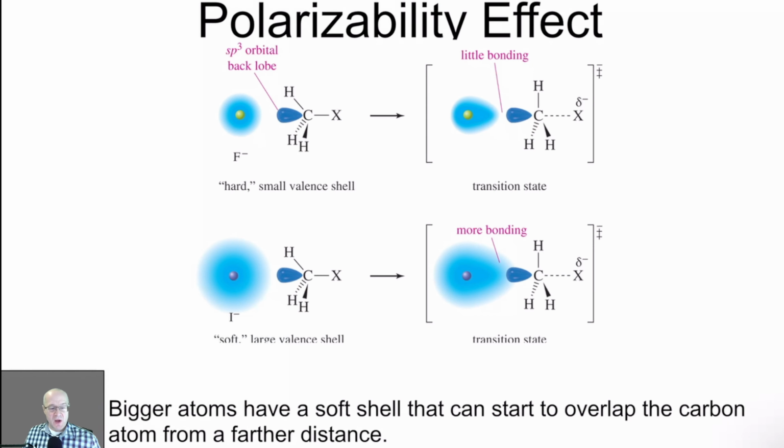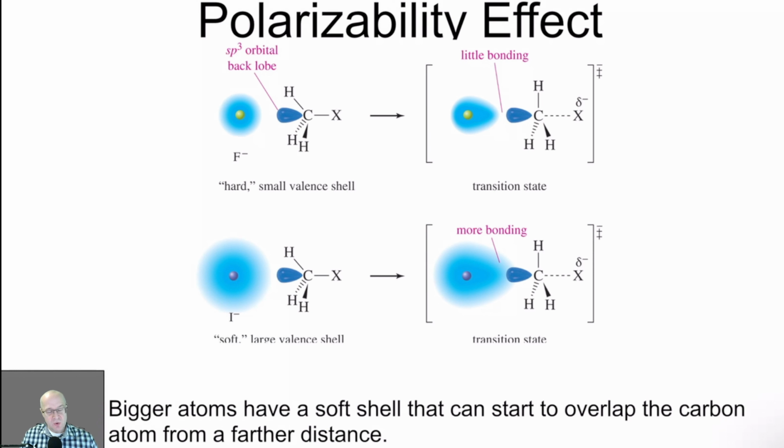Polarizability is one of the more interesting phenomena in chemistry. At least I think it's interesting. The way it works is the larger a nucleophile, especially when you're dealing with atoms or ions, the more polarizable it is. So for example, fluoride versus iodide. Iodide is way down on the periodic table. Fluoride's way at the top. Iodide is much larger. It has more electrons. Its electron cloud is bigger. Its valence electrons are much further away than fluoride's. Fluoride's valence electrons are held very close to the nucleus. Iodide's valence electrons are quite far away from the nucleus.